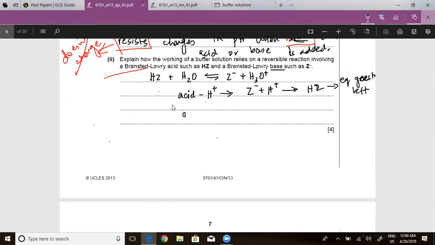Similarly, if you add a base, that's OH minus. The OH minus reacts with the HZ, which is in greater quantity. You again get Z minus, and that means equilibrium goes to the right.